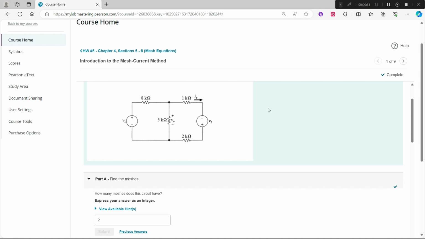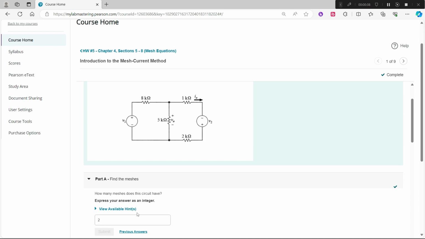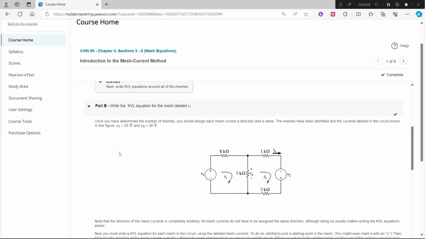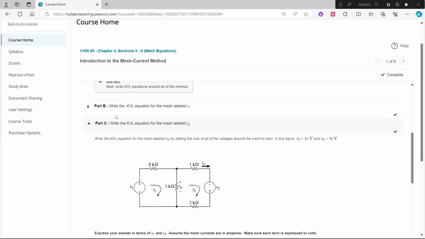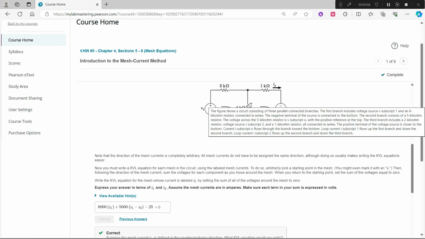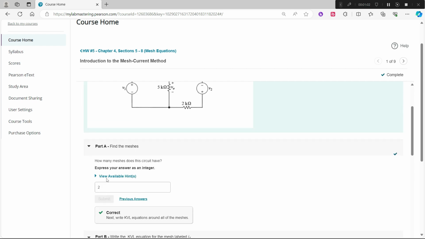Alright. So we have... How many meshes does this circuit have? Basically, how many closed circuits are there? So there's 1, 2. Your first answer is 2. Then it wants us to write a KVL to find the current in one loop.